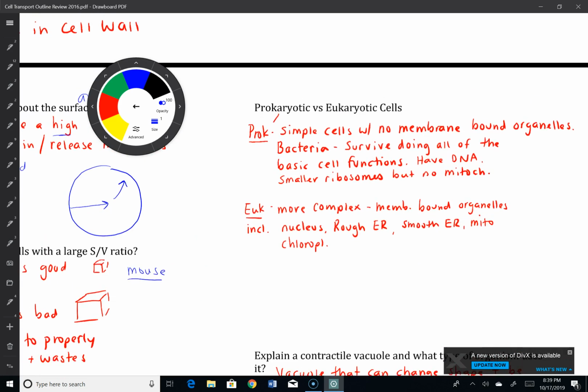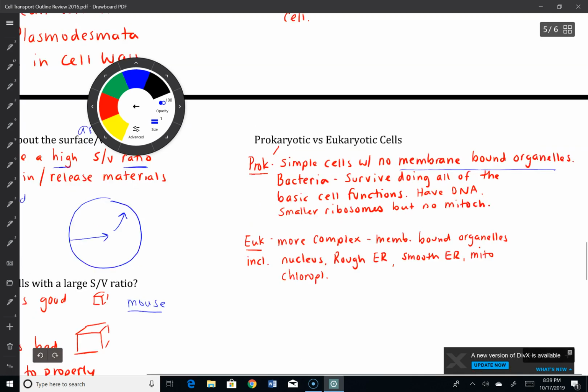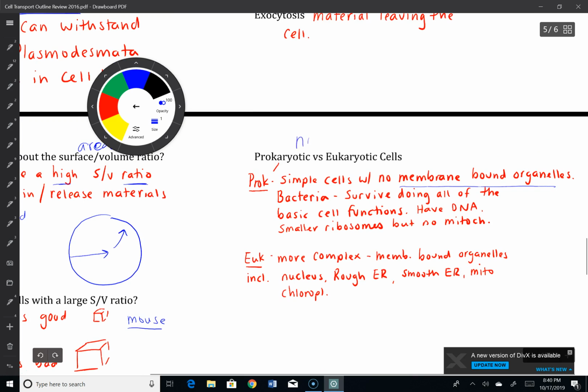Prokaryotic cells are simple. They're going to be bacteria. They are going to have a cell membrane. They are going to have ribosomes. They are going to produce proteins. They are going to be able to replicate. But they do not have membrane-bound organelles. They have no nucleus. But they do, however, have DNA.